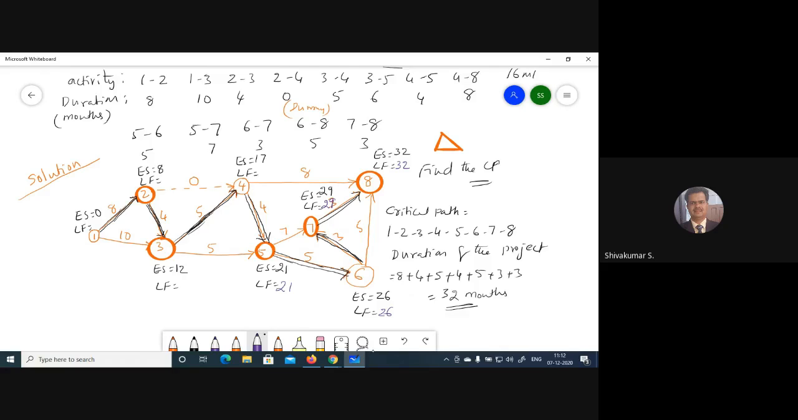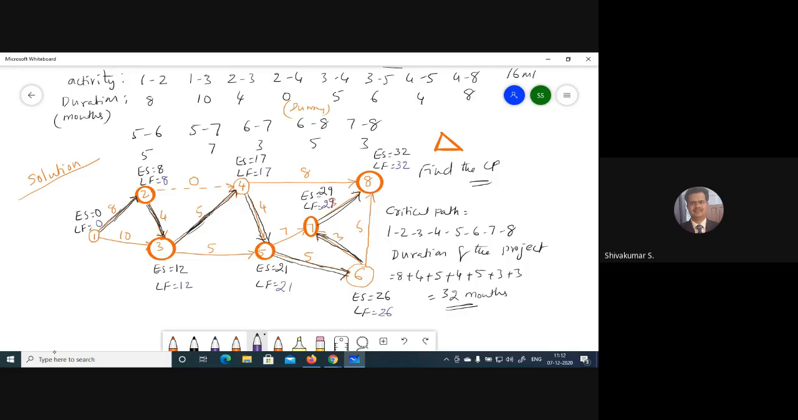21 minus 4, how much? Yeah, here 29 minus 7, correct, 21. 21 minus 4, 17. 17 minus 5, 12. Here 12 minus 4, 8. 8 minus 8, 0.